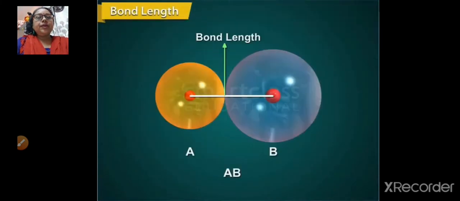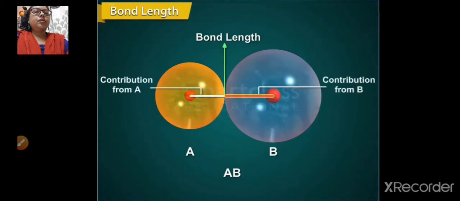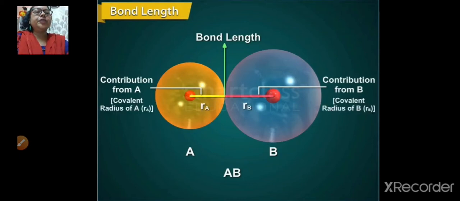Bond length is defined as the equilibrium distance between the nuclei of two bonded atoms in a molecule. So for atoms A and B, AB is the bond length, where the covalent radius of atom A is RA and the covalent radius of atom B is RB. In this way, bond length equals RA plus RB.